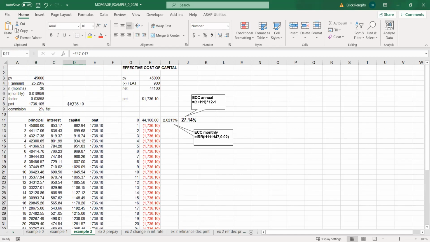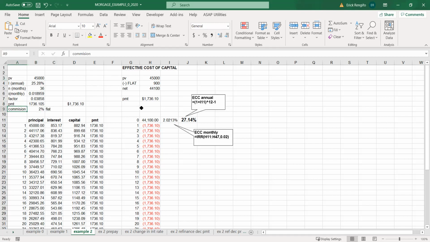Okay, so this is the first step. This is going to be your amortization table. So you're okay with that. Now you need to understand how much money you are paying. What is your effective cost of capital? Because you are being charged a 2% flat commission that you're going to pay at the very beginning. And that's what we do.